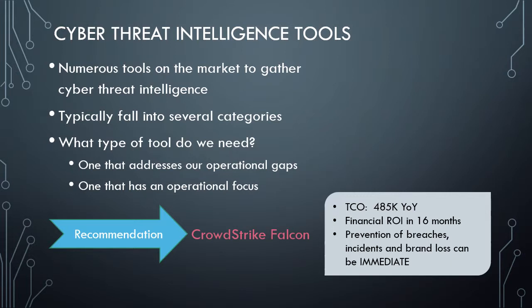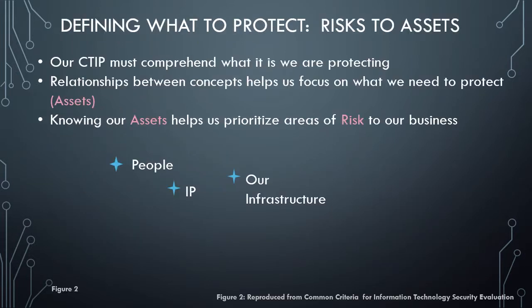The other side of the coin is that we most certainly, in my opinion, will be able to prevent breaches immediately. So how can we have a CTIP if we don't know what we are protecting? We can't. We first have to identify what it is we're trying to protect. And for us, our people are our primary asset, our intellectual property, our design specifications and manufacturing processes are next. And finally, the infrastructure that runs our business. These are the assets we need to protect from threat actors.